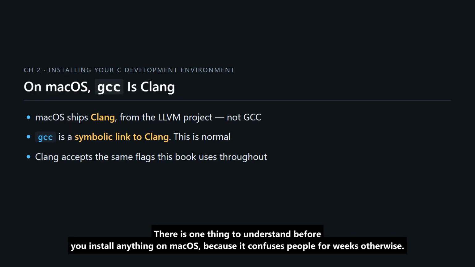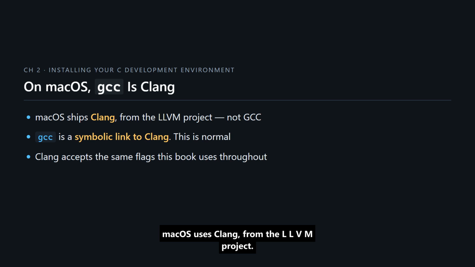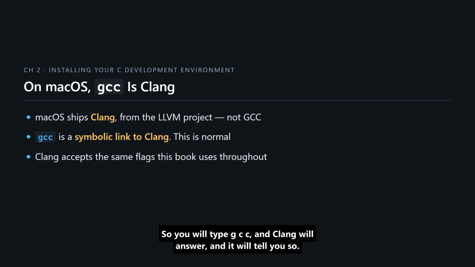There is one thing to understand before you install anything on macOS, because it confuses people for weeks otherwise. Apple does not ship GCC. macOS uses Clang from the LLVM project. And to keep old build scripts working, the command gcc on macOS is simply a symbolic link to Clang. So you will type gcc, and Clang will answer, and it will tell you so.